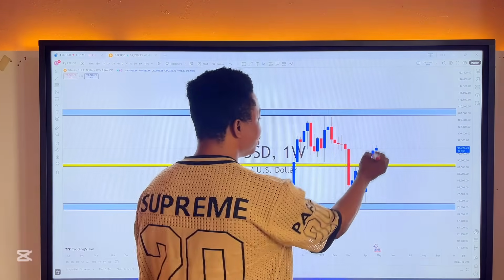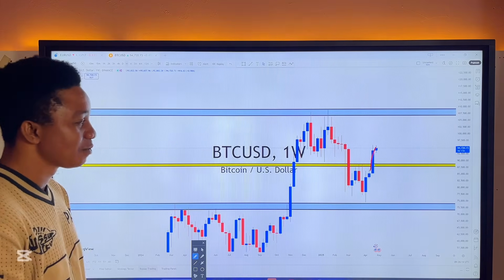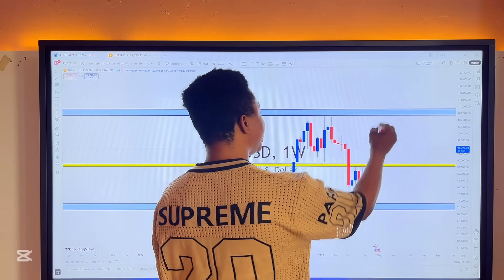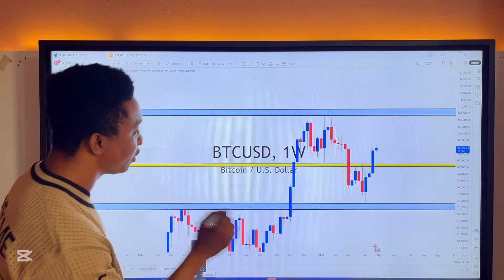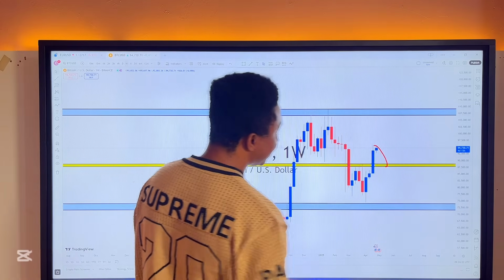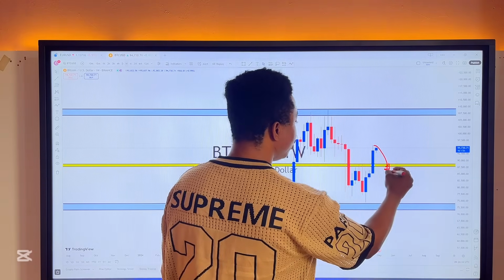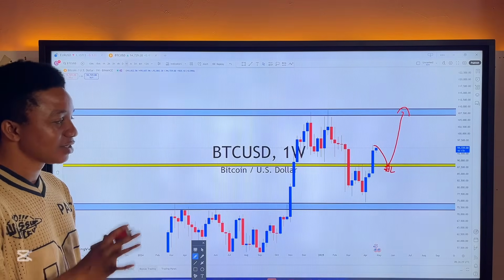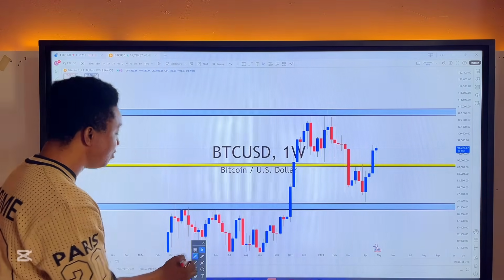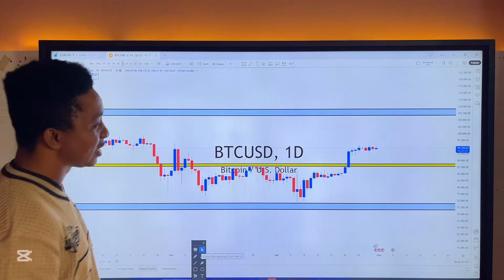Now, this is a weekly push to the upside. Will price continuously move in this straight line all the way up? I do not think so, because the market doesn't move in a straight line. So definitely, we are going to get some form of retest, which will be a higher low, before price goes all the way to the upside. Simple as that. Let's take it again to the daily time frame, and then we can understand what price wants to do.